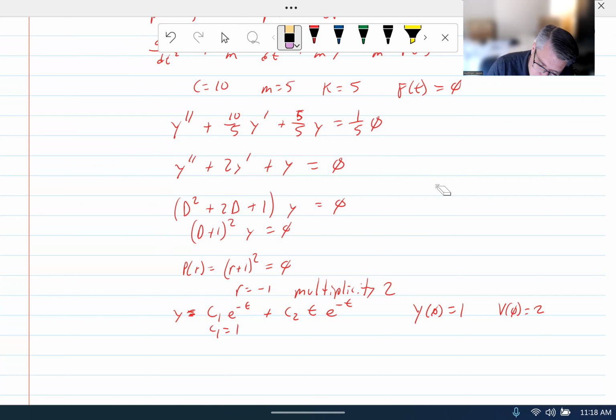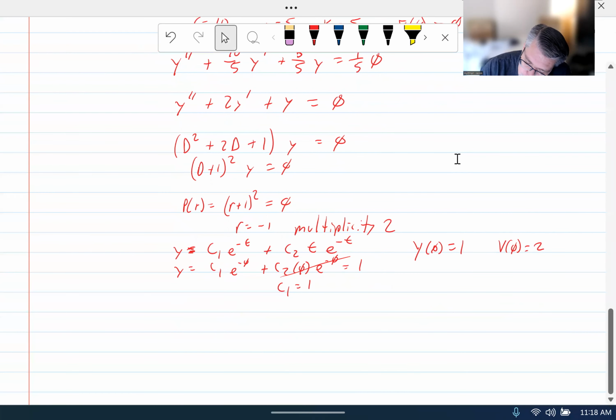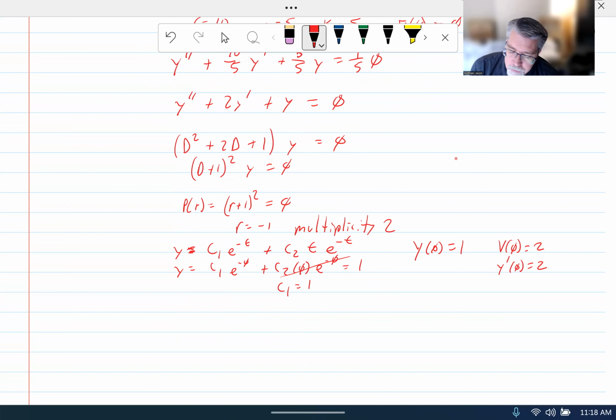I could go through and show that. y equals c1 e to the negative 0 plus c2 times 0 e to the negative 0. This whole thing goes away, and that thing goes to 1, and y is equal to 1. And so c1 is equal to 1. Now I'm going to use my derivative because v at 0 is really just y prime of 0. It's just the derivative of the distance is the velocity. It's the change in distance over change in time.